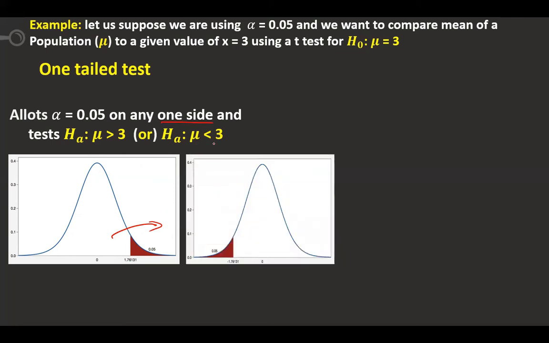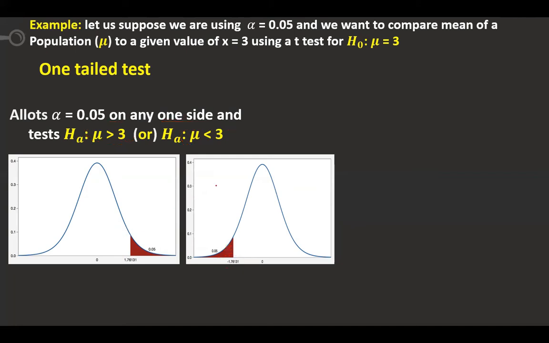Now, mu less than 3, this is the value calculated, minus 1.76. For values less than that, I am going to reject. Whatever value comes within this region, I'm going to omit it. That is why it's called a one-tailed test. If it is greater than 3, it is the right side; less than 3, I'm calculating on the left side. So it is called a one-tailed test.